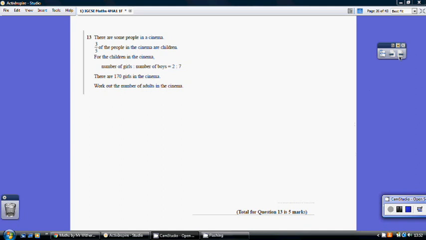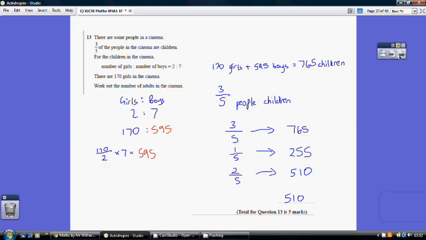Question 13. Now I think these are quite challenging. You've really got to concentrate here and work your way through the information, just using the relevant bits. So let's kick off with the children.